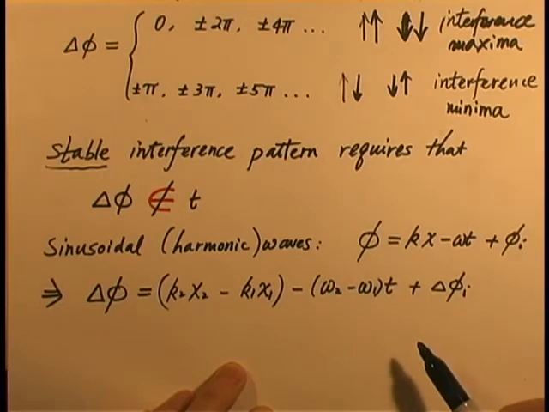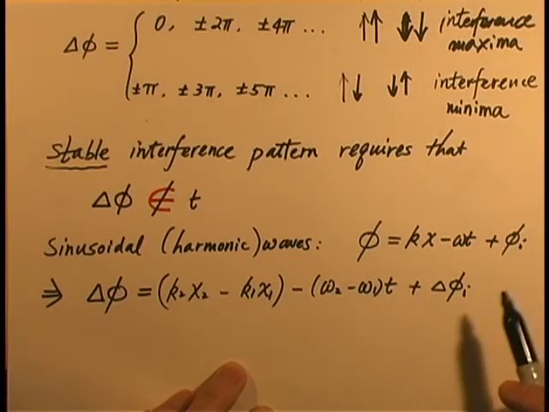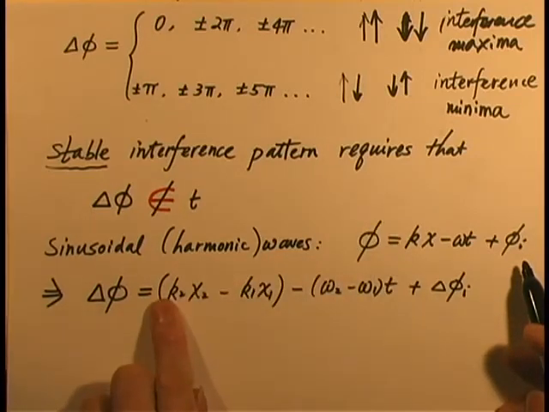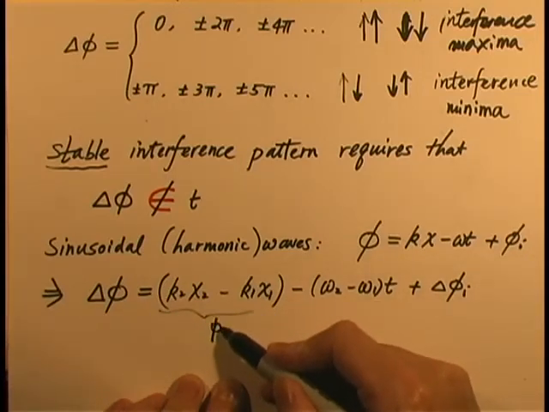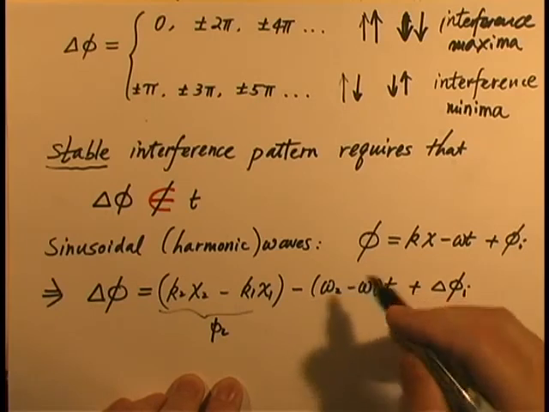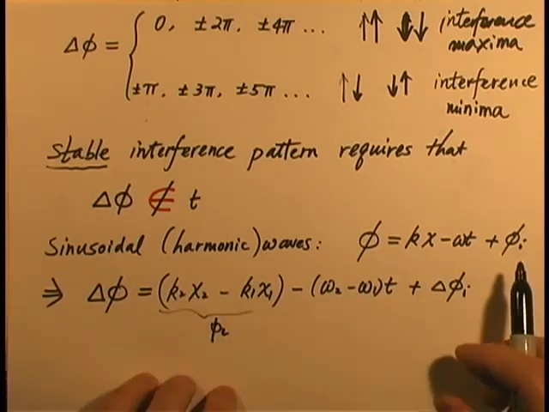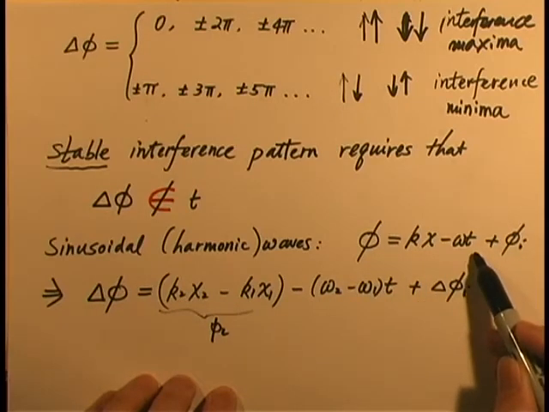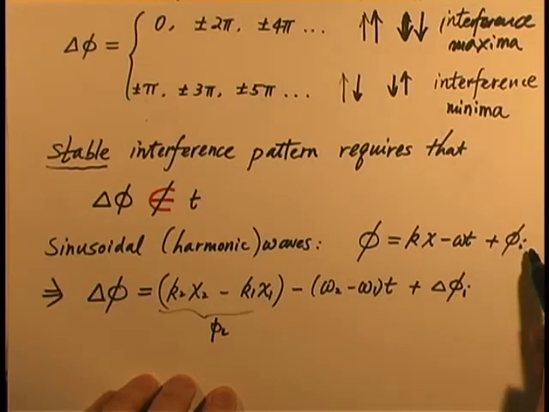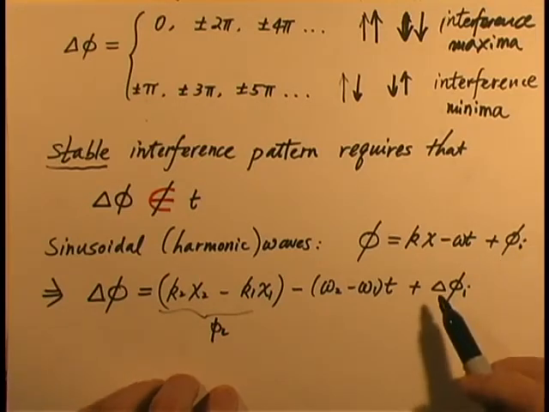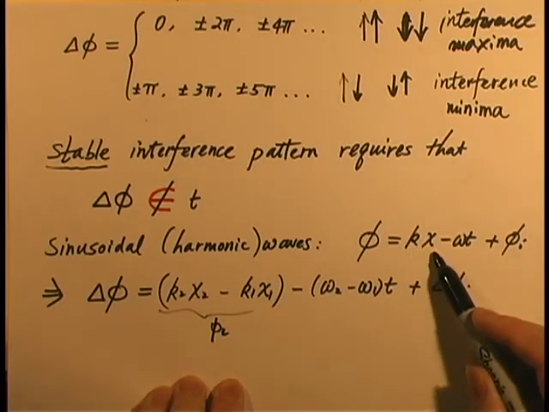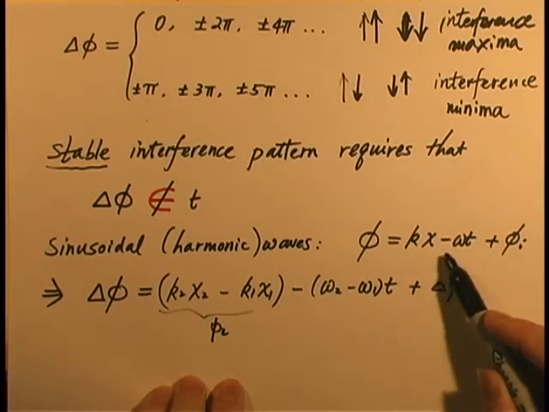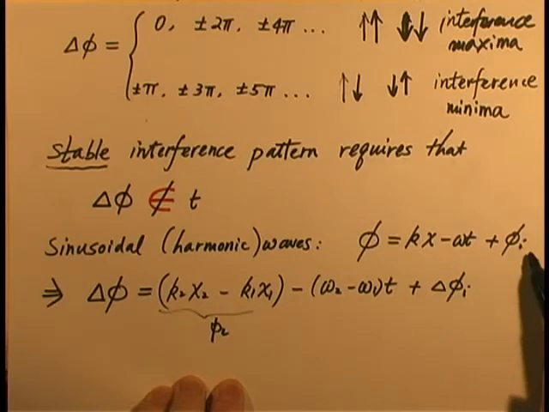So what is the phase difference between these two waves? Well, we plug the phi in. Here is phi 2, which would be k2 x2 minus omega 2 t plus phi 2 initial. And phi 1 would be k1 x1 minus omega 1 t plus phi 1 initial, and so on.